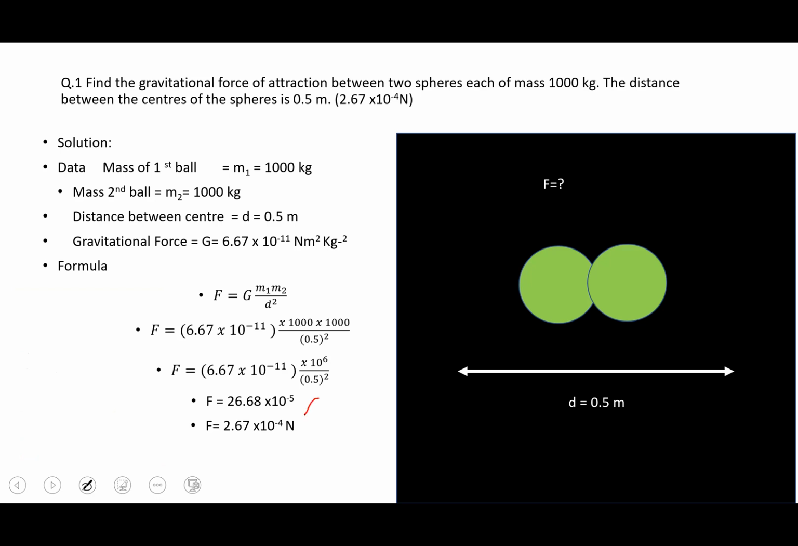In this case, if you put the decimal point after the 2, you multiply with 10 to the power 1. So 1 is plus and 5 is minus, so you do minus 5 plus 1, and you can write it as 10 to the power minus 4. That is why I have written over here in scientific form 2.67 into 10 to the power minus 4.